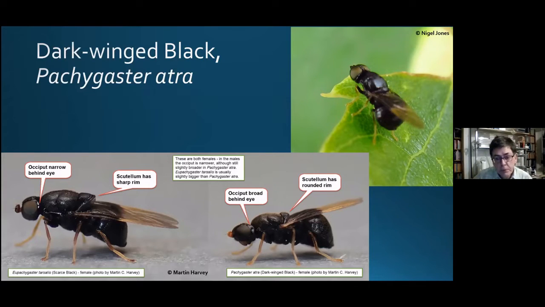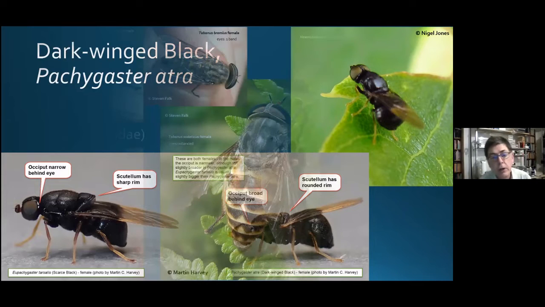The picture at the bottom there showing these identification features for the two species is one of the resources that's available on the Recording Scheme website, and we'll say a bit more about that later on as well.